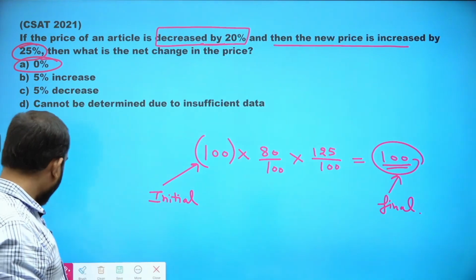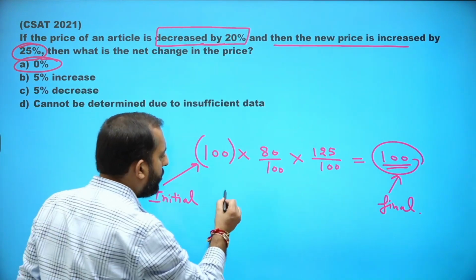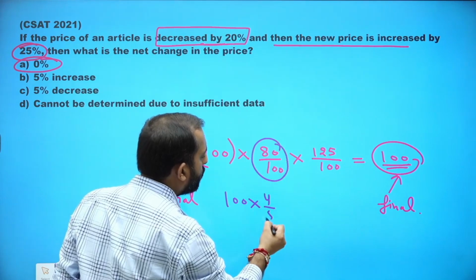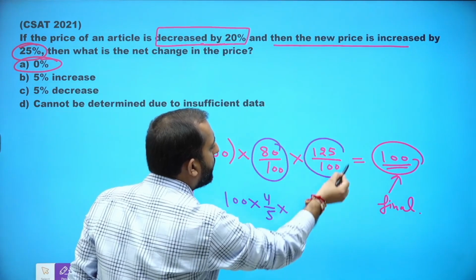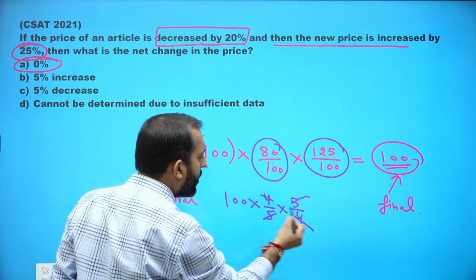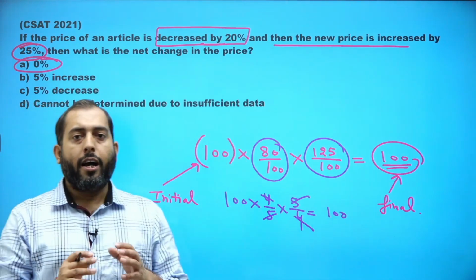Now, you could have solved this very easily if you know that 80% is nothing but 4 upon 5, and this 125 upon 100 is nothing but 5 upon 4. 5 cancelled, 4 cancelled, answer is 100. Okay, I hope this is clear.